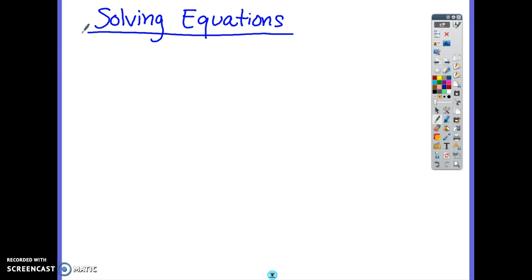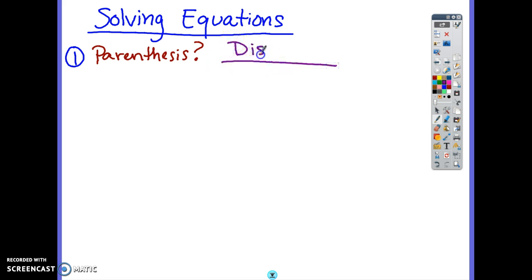Okay, so the first question you should be asking yourself is: are there parentheses? Okay, is there parentheses? Do you see parentheses in your equation? And if so, what do I have to do? I have to distribute. Okay, that's the first thing you have to do if there's parentheses. You have to get rid of the parentheses by distributing. Step number 2.